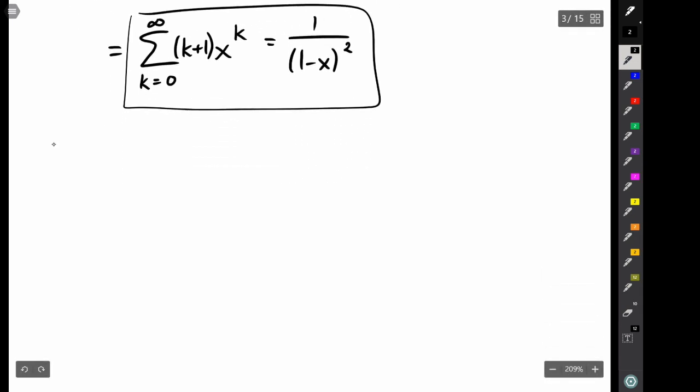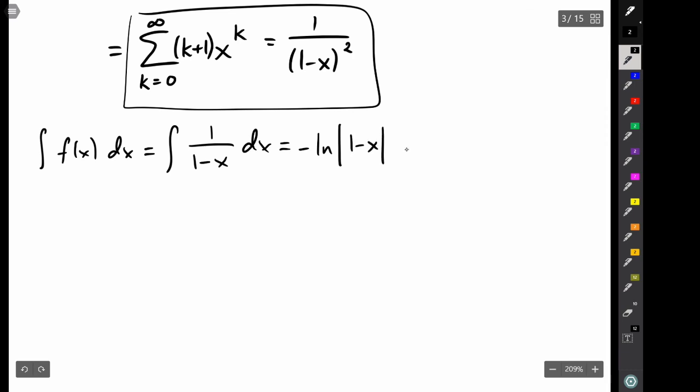So if we look at the antiderivative f of x dx, right? So the antiderivative of 1 over 1 minus x dx, this is negative ln absolute value of 1 minus x plus c. Okay? And actually here, since this is only defined for absolute value of x less than 1, we can drop the absolute value because this is never going to hit 0. So we could just say negative ln of 1 minus x. Just to make life a little bit easier.